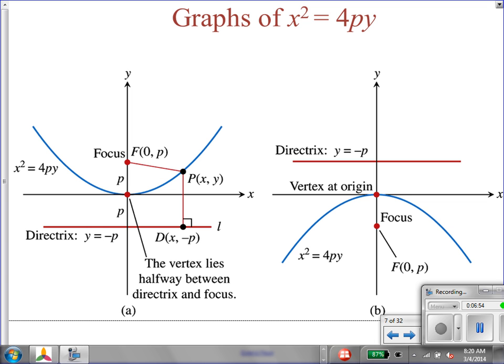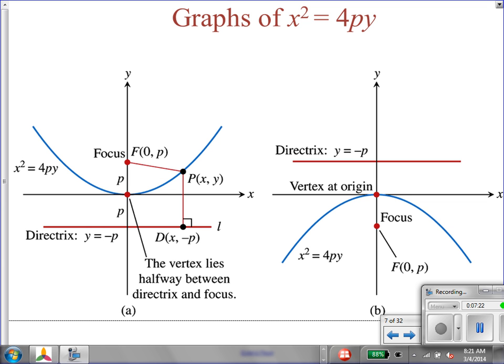Well, according to the last slide, if the directrix is the same distance from the vertex as the focus, then doesn't it make sense if our focus is at 0, p that the directrix would be at negative p? Because that would be the same distance in the opposite direction from the vertex. Why can't I say vertex today? And so that's how we get this y equals negative p down here at the bottom.